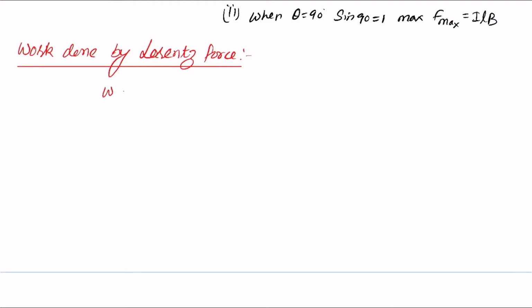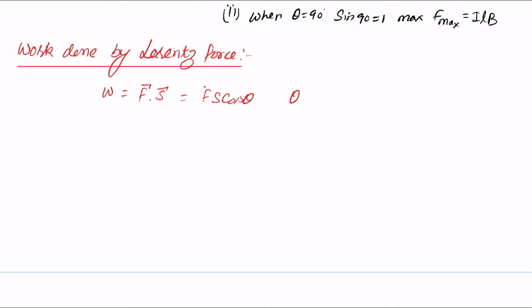Now let's try to find out what is the work done by a Lorentz force. As we know that work is force into displacement, that is the dot product of these two, that is F S cos theta. And up to now we know that Lorentz force and motion are perpendicular to each other. That's why the angle between them is 90 degree. And thus when theta is equal to 90 degree, then F S cos 90, and cos 90 is equal to 0. So this will be 0. So work done by a Lorentz force is 0.